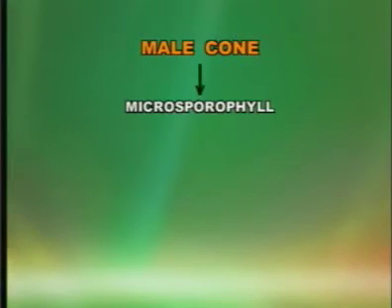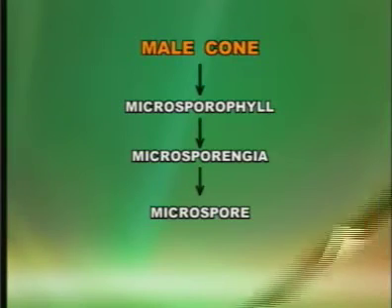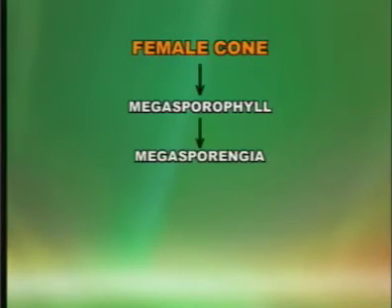When we come to the male cone, it is made up of microsporophylls, which have microsporangia filled with microspores. Let's talk about the female cone. It is made up of megasporophylls, which have megasporangia and megaspores. This is how male and female cones are formed.